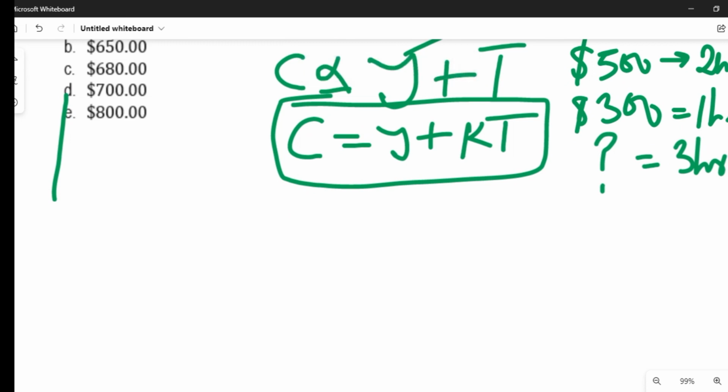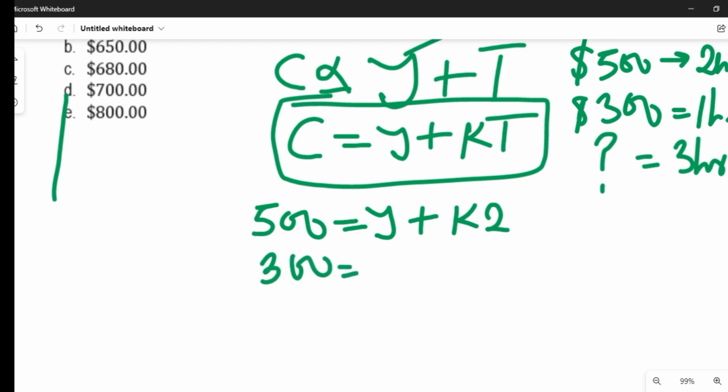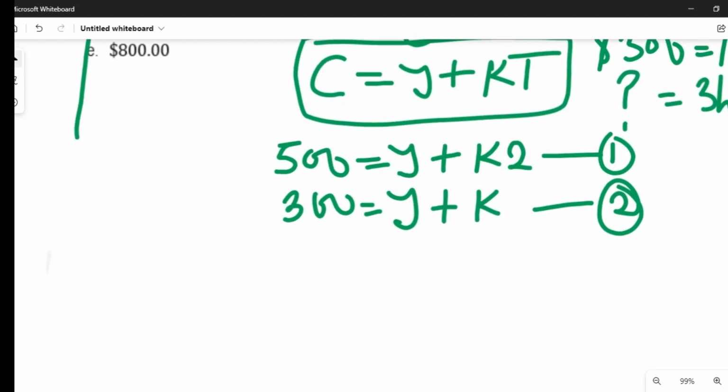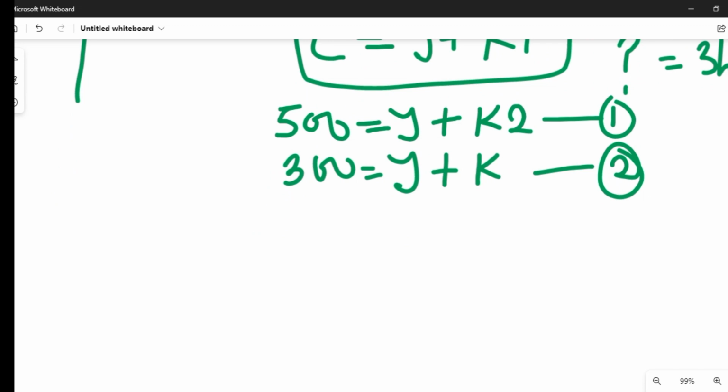For the first value, the cost is 500, equal to y, which is a constant, plus our constant k with 2 hours. And the second value is 300, which is equal to the constant value y plus k, which is 1 hour, 1k, which is still k. So this will be our equation 1, and this will be our equation 2. Now we're going to simplify those equations and make them easy.